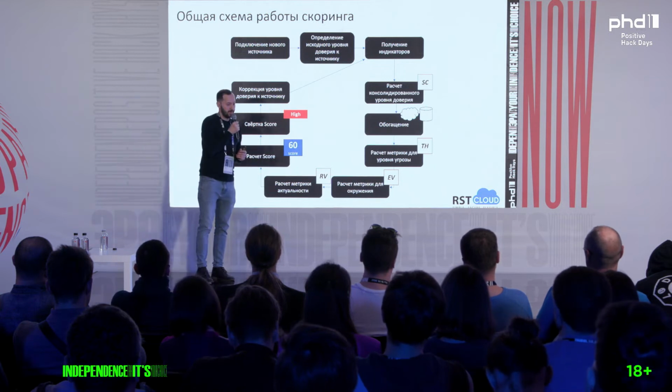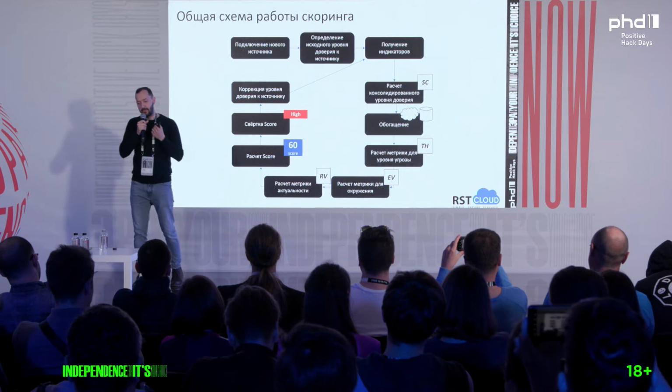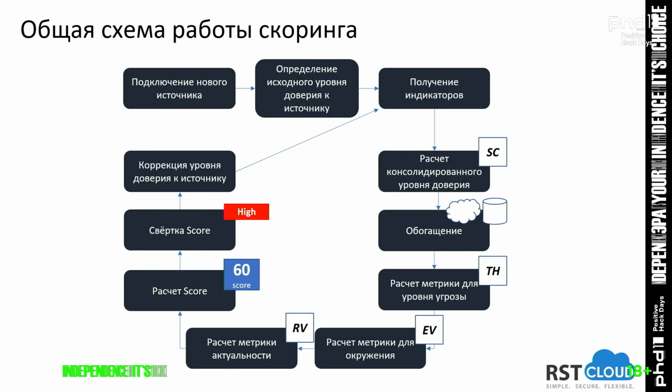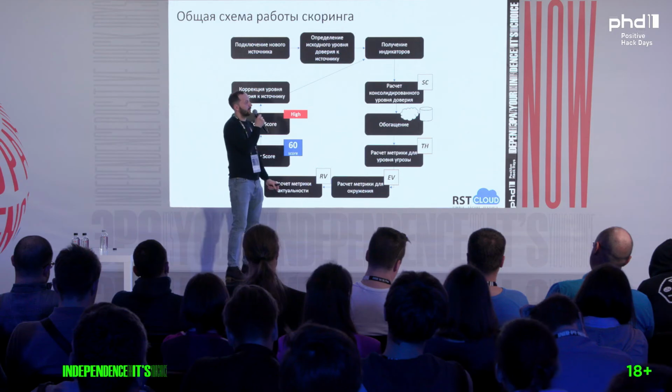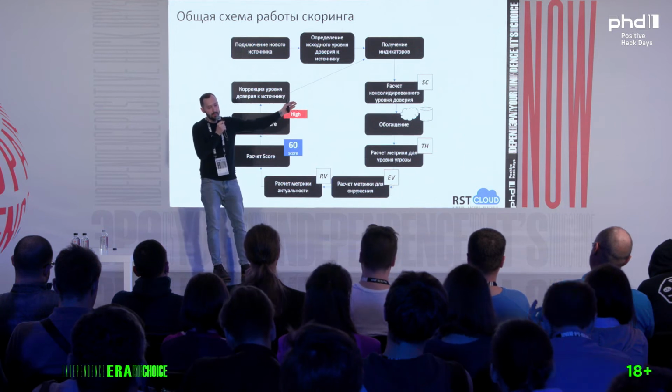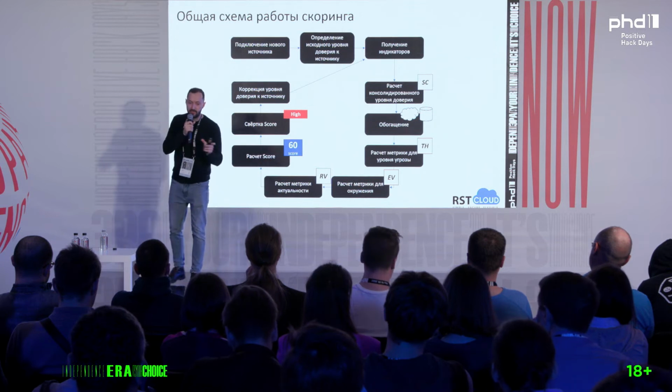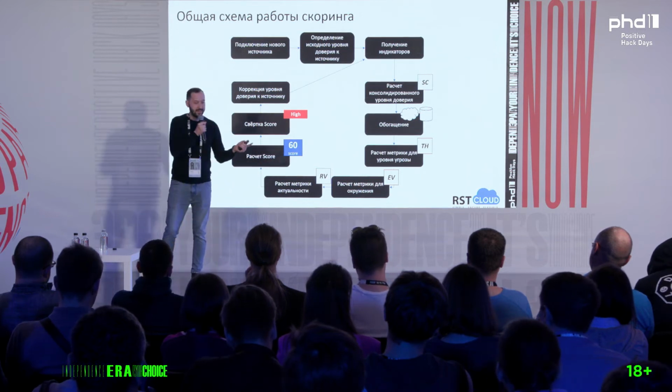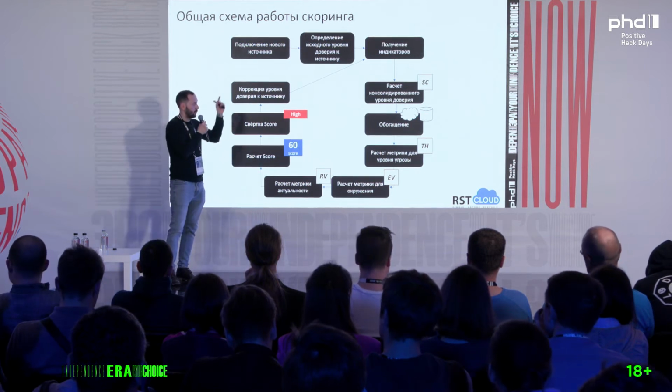To summarize, I should cover how the whole system works from start to end. First, we connect a new source. We indicate our initial trust in it by looking at how this source of data works, what its specialization is. Next, we start collecting indicators. We have many sources like this, so the same indicator may be submitted by several sources at the same time. When we get indicators from different sources, we can calculate a consolidated, or integral, confidence level. I showed the formula earlier. Next.